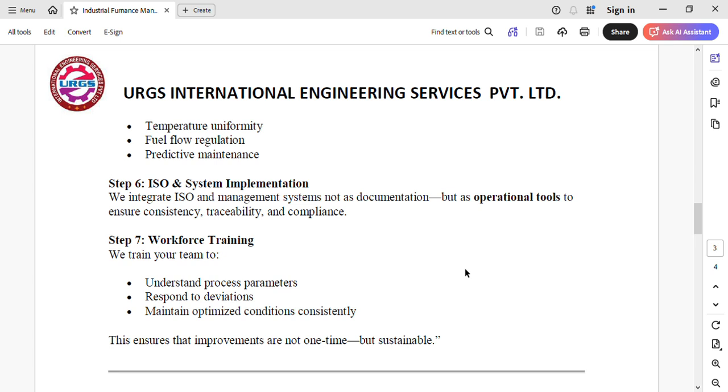Step 6, ISO and system implementation. We integrate ISO and management systems not as documentation but as operational tools to ensure consistency, traceability, and compliance. Step 7, workforce training. We train your team to understand process parameters, respond to deviations, maintain optimized conditions consistently. This ensures that improvements are not one time but sustainable.